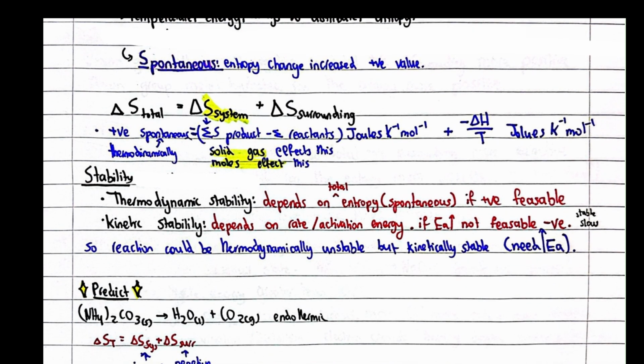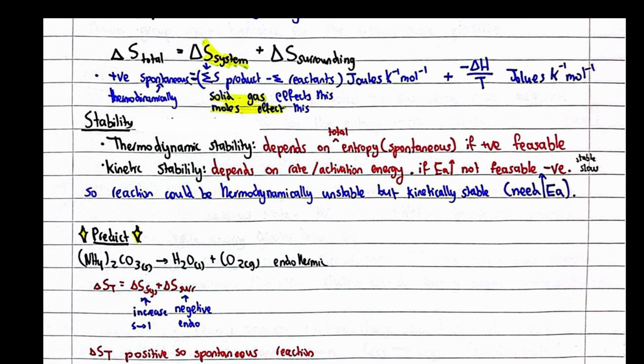So what does thermodynamically spontaneous mean? There are two terms you have to know, and you have to know the difference: thermodynamic stability and kinetic stability. Thermodynamic stability depends on the entropy. If it's positive, then it is feasible. And kinetic stability depends mainly on the activation energy and on the rate. If it has a high activation energy, then it's kinetically stable, therefore it's not feasible.